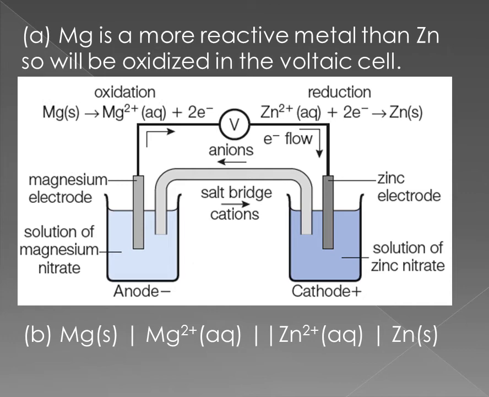Then the answer to the rest of the question: magnesium metal will be oxidized to magnesium ion, and zinc ion will be reduced to zinc metal.